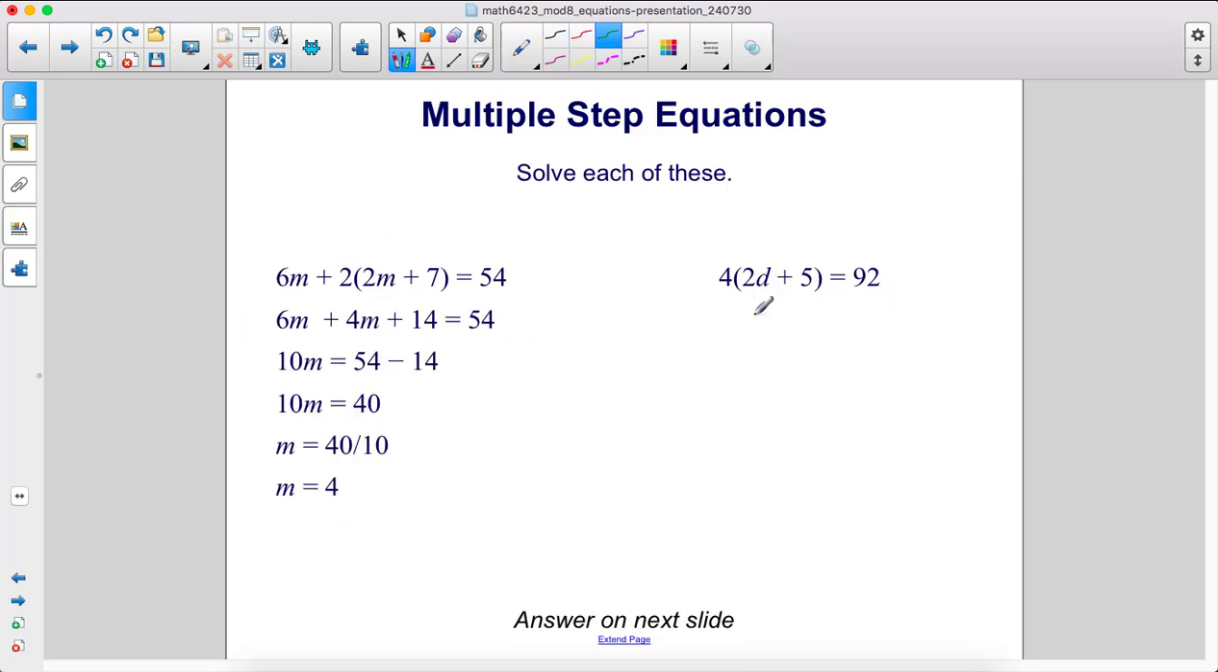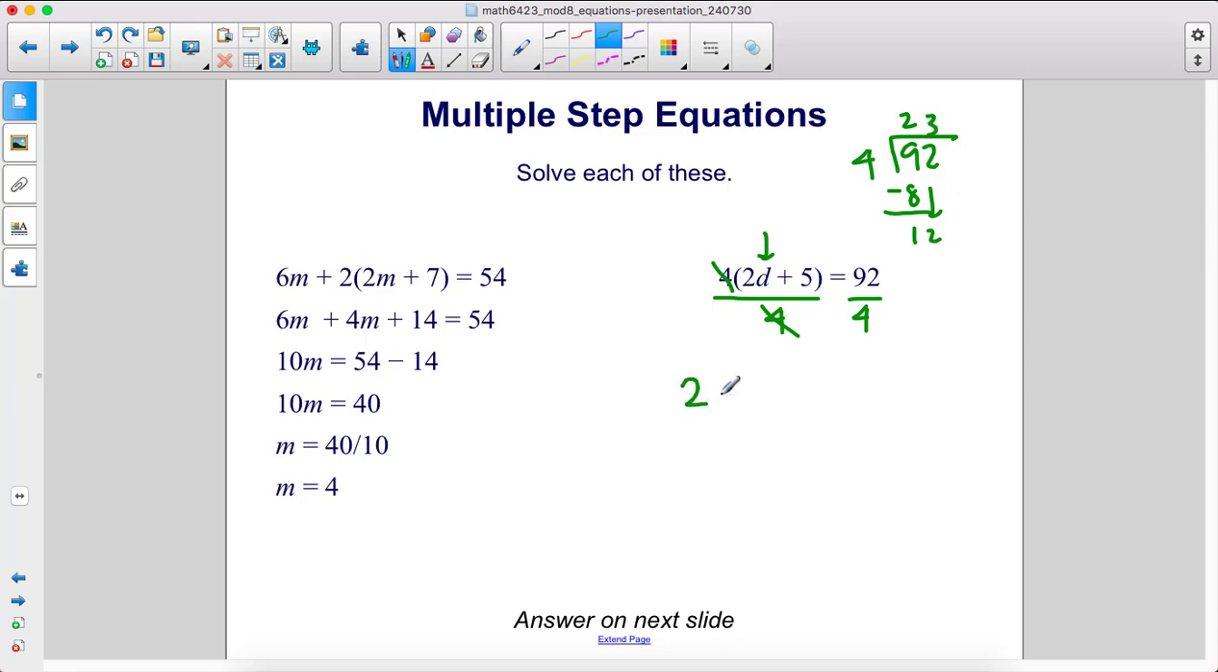For this one, I'm not going to distribute. Since there's just that one d here, there's nothing else to combine it with. So I'm just going to divide both sides by 4 so that the 4 cancels out. Now what is 92 divided by 4? I'm not sure. Let's just do it by hand. 4 goes into 9 twice. We have 8, 1, bring down the 2, 3, 23.